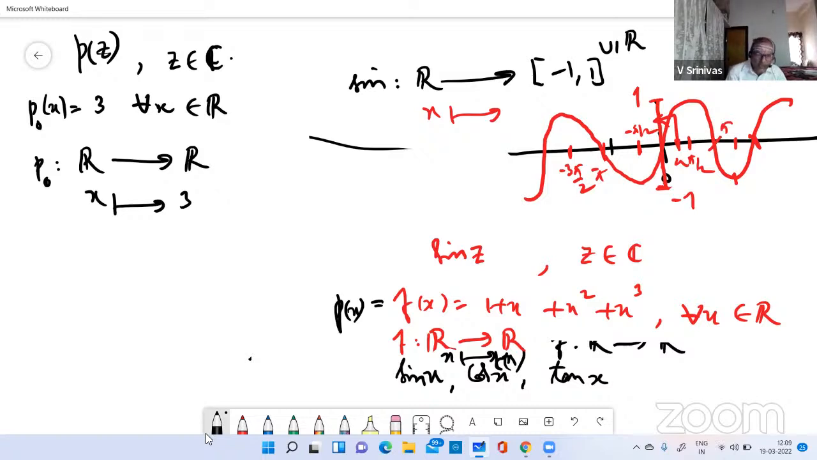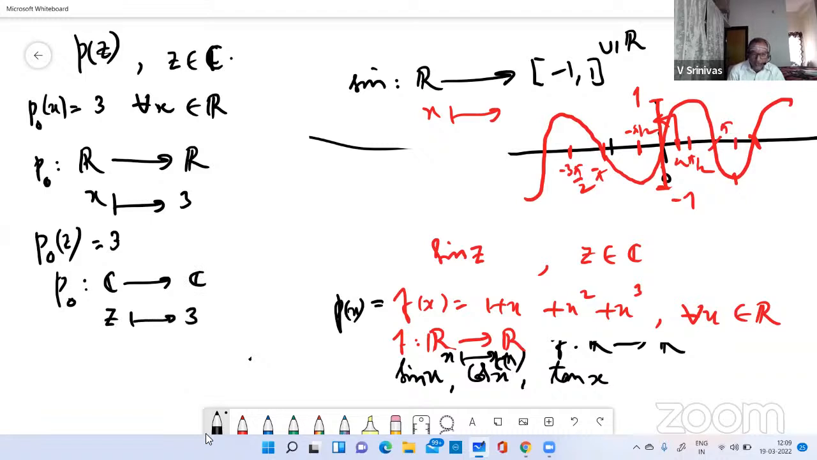This can be extended to C to C. How you can define p naught of z is equal to 3. What are the domain and codomain for this p naught? This is from C to C. It takes every complex number z to 3.